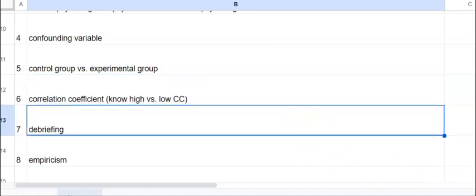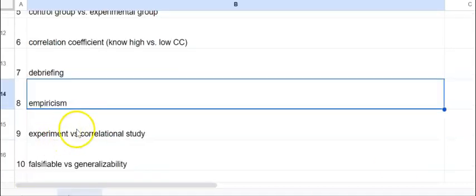Number 7, debriefing, relates to ethics in psychology, and it's the idea that following any kind of research, the participants need to be debriefed, or told what was happening in that study. This is specifically important if there's any type of deception, even if it's not something that would have been harmful. The participants have the right to know what was being studied. That's debriefing.